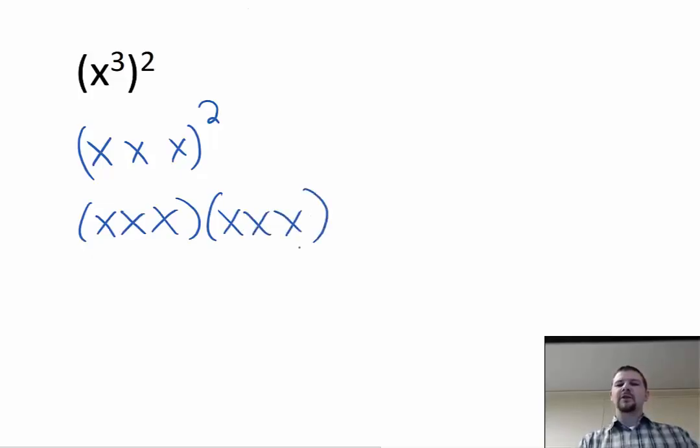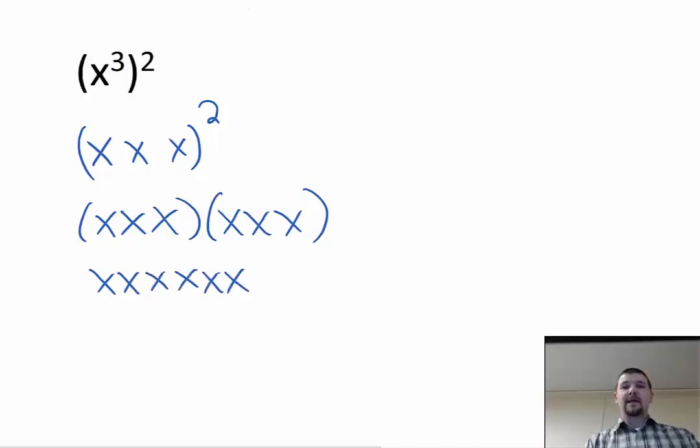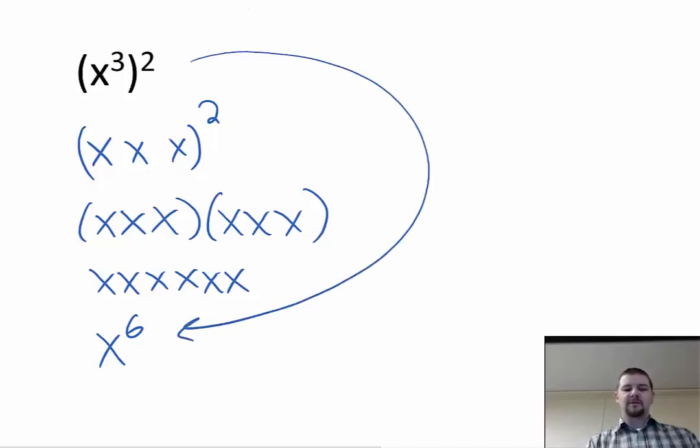And at this point, since we're only multiplying, we really don't need the parentheses anymore. So this can be rewritten as, and that simplifies to, x to the 6th. So now, do you see a way that we can jump directly from the original exponents, 3 and 2, to arrive at the solution with a 6?